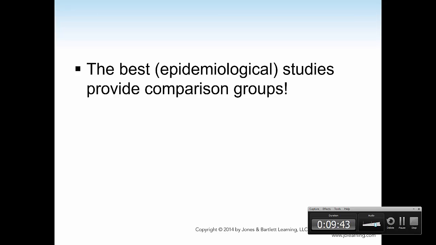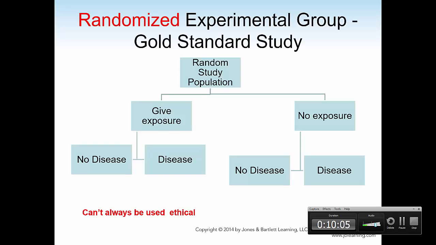Now, how do we do this? Well, just to rewind a little bit, really the best epidemiological study always provides comparison groups. This allows you to compare one group to another. This one was exposed, this one wasn't. So if you can do that, that is the best. Okay, so again, sort of rewinding and looking back at last week's lecture, we looked at certain kinds of studies.